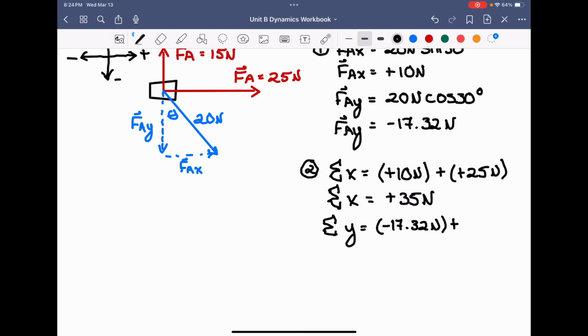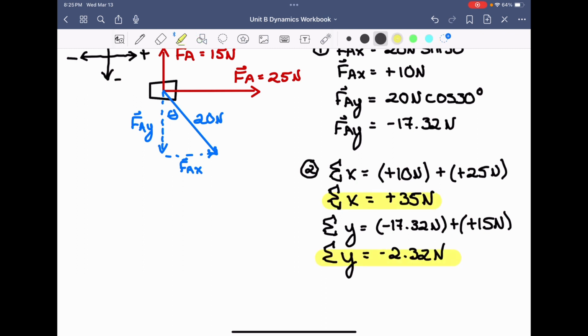The vertical component above was 15 newtons, but it was positive because it was heading in the north direction, and therefore the sigma, or the sum of the y values, is equal to negative 2.32 newtons. Now, here's where things get really important for us. We want to highlight or star these values, and the reason is because they tell us a lot about where this triangle goes or where the values go next.